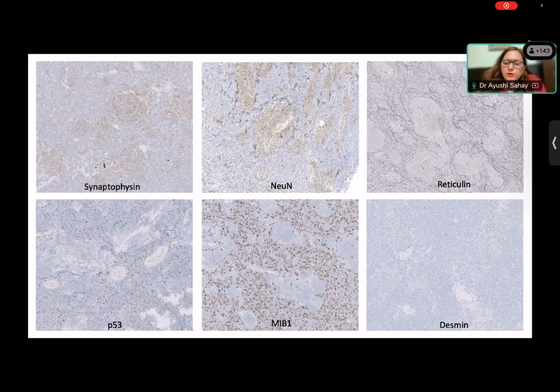So why is this differentiation important? Can you tell me, Shivangi? So, ma'am, if the patient has extensive nodular, MBEN kind of morphology, it has a very good prognosis.